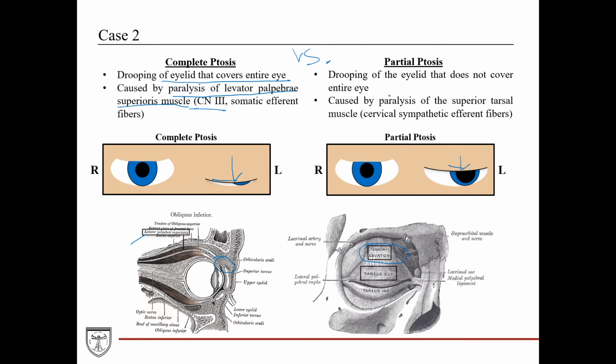Versus partial ptosis, this is caused by paralysis of the superior tarsal muscle, which, as you can see in this figure here, is sort of an extension of the levator palpebrae superioris muscle. So it's like a helper in a sense. It helps the levator palpebrae superioris raise the eyelid. In partial ptosis, you've only lost the superior tarsal muscle, which has different innervation. It's innervated by the cervical sympathetic efferent fibers. So this is what you'll get with Horner syndrome, because Horner syndrome is due to damage to the cervical sympathetic efferent fibers.